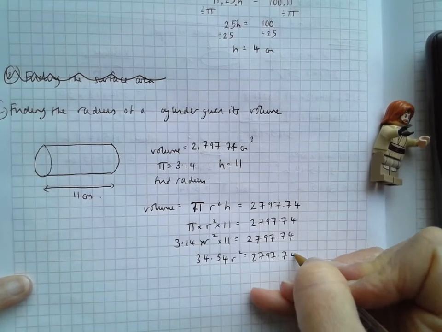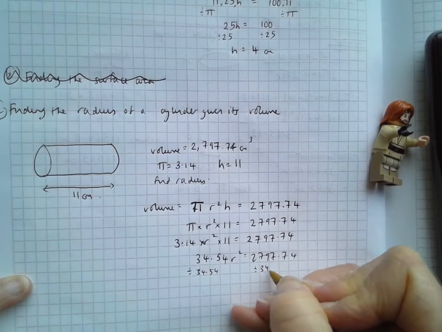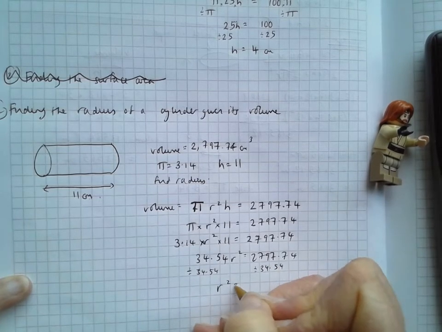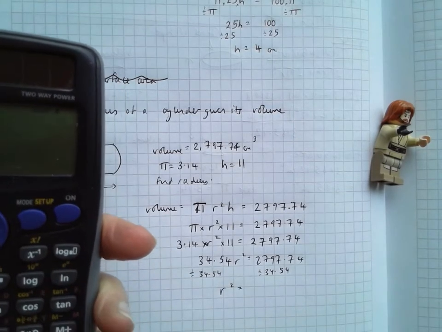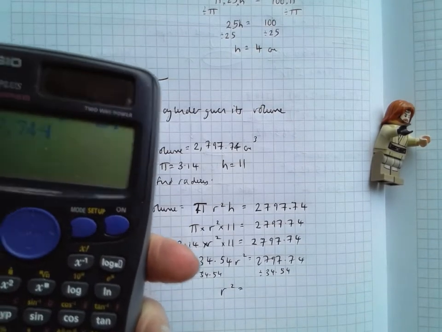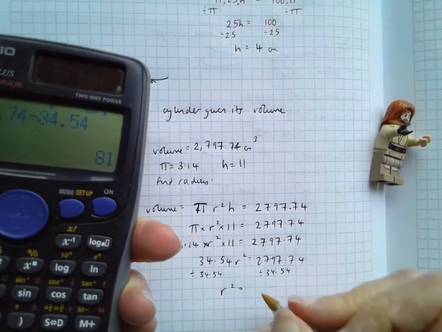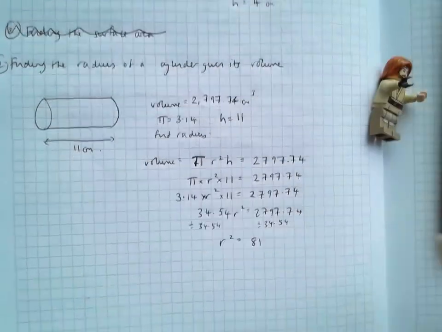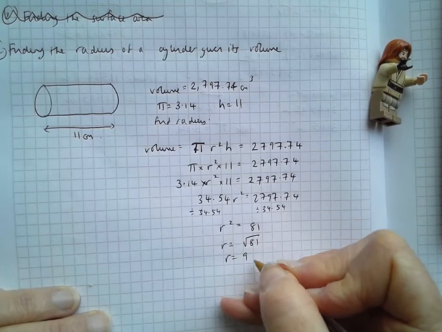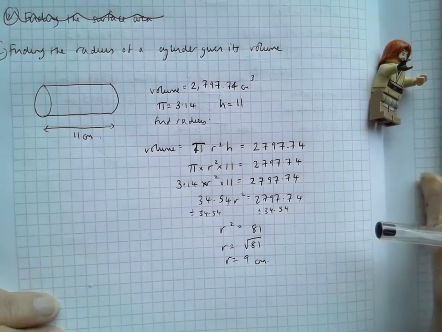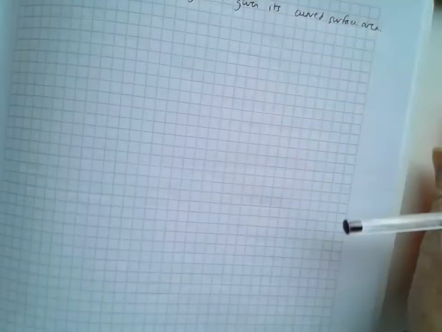2797.74. So if I divide both sides by 34.54, then I'll have what this radius squared is. So 2797.74 divided by 34.54 equals 81. So r squared is 81. That's r squared, don't forget. So r is the square root of 81. So r is 9 centimeters. So the radius is 9. Okay, hope that's helpful. We'll try one more over here.